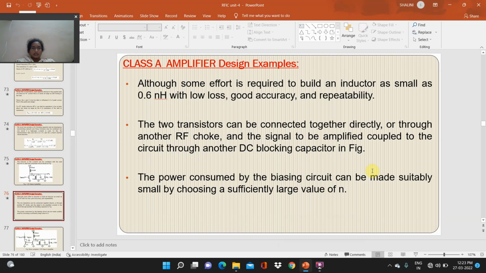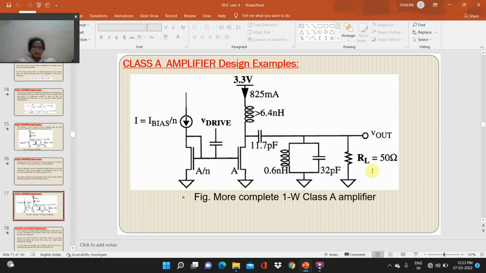The two transistors can be connected together directly or through another RF choke, and the signal to be amplified coupled to the circuit through another DC blocking capacitor. The power consumed by the biasing circuit can be made suitably small by choosing sufficiently large values of n. More complete 1 watt class A amplifier.